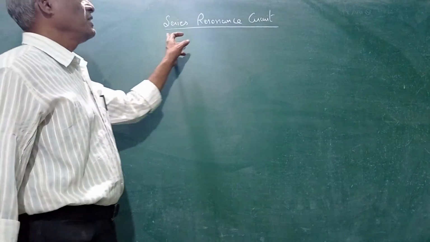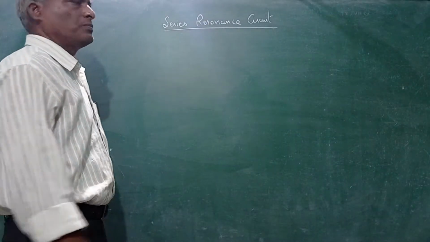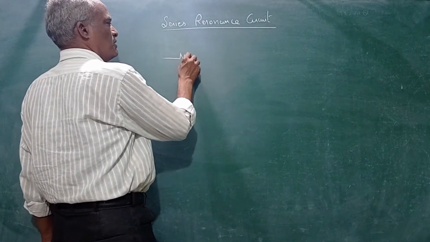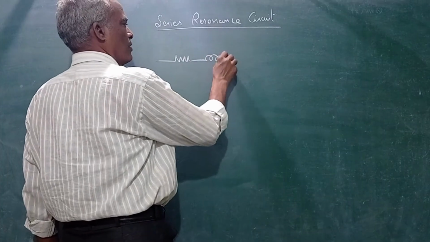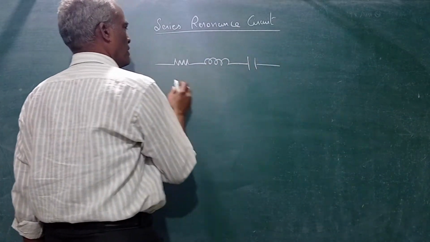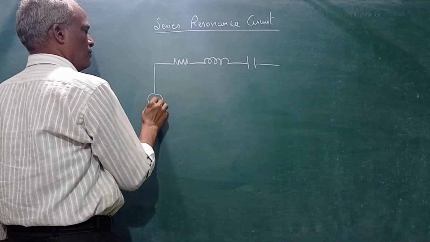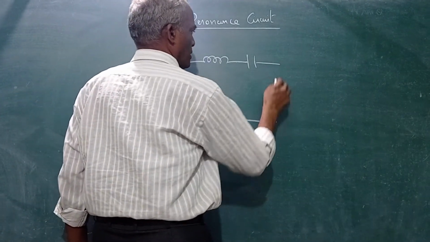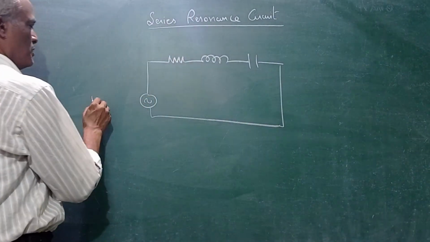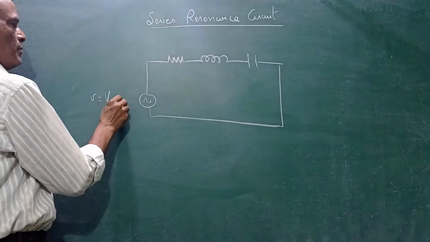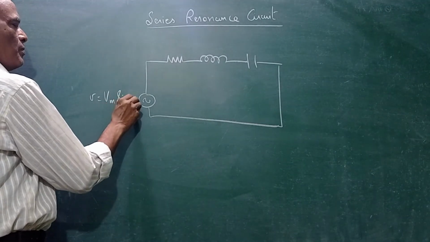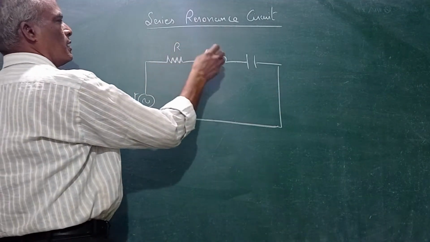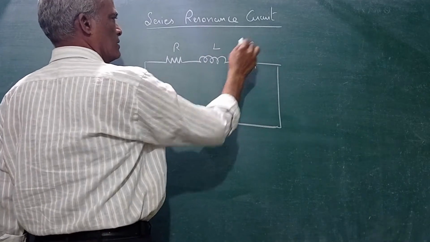Today we are going to see about series resonance circuit. So we have seen about the RLC series circuit, and you have the source V is equal to Vm sin omega t. So this is R, this is L, and this is C.